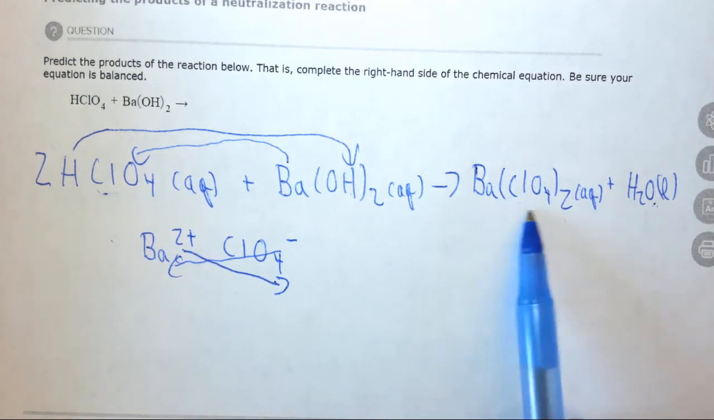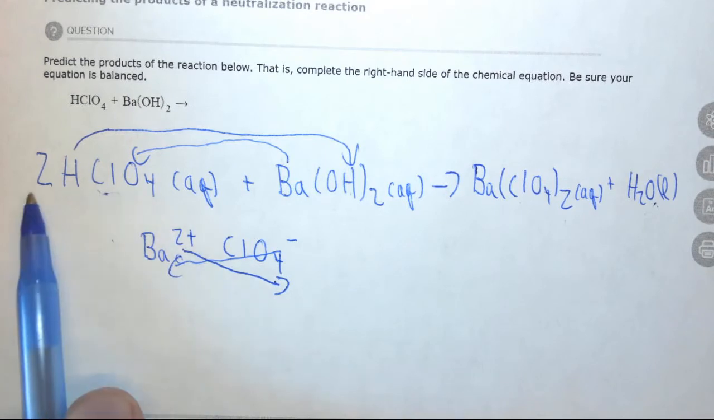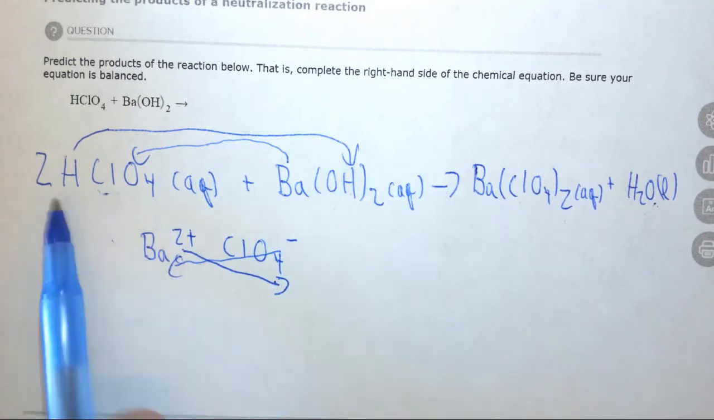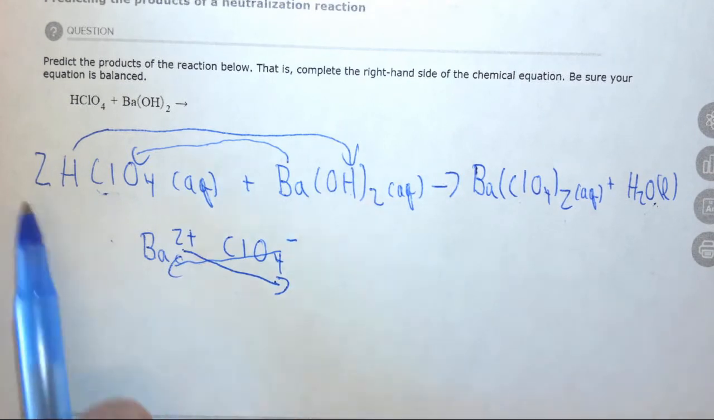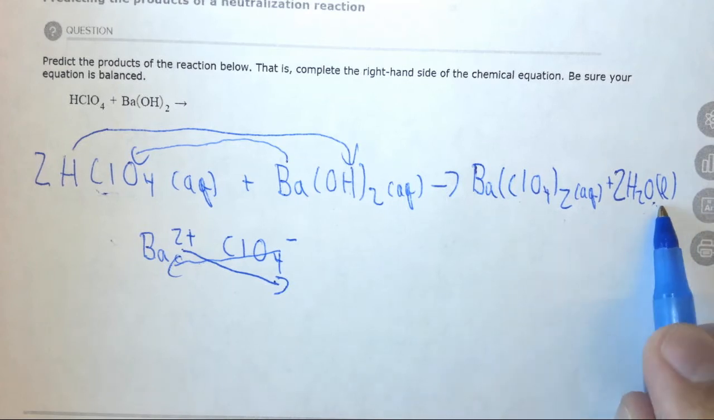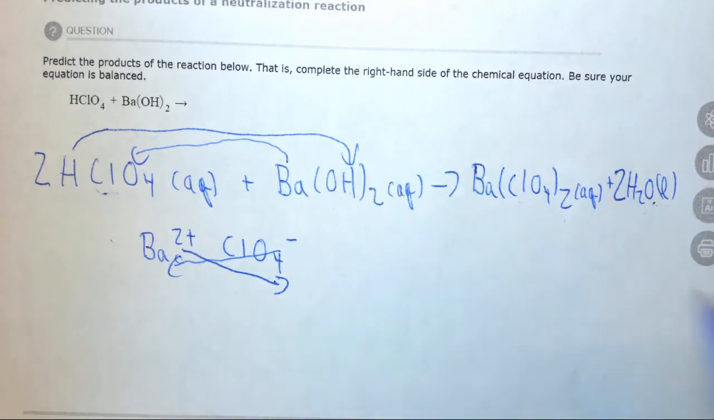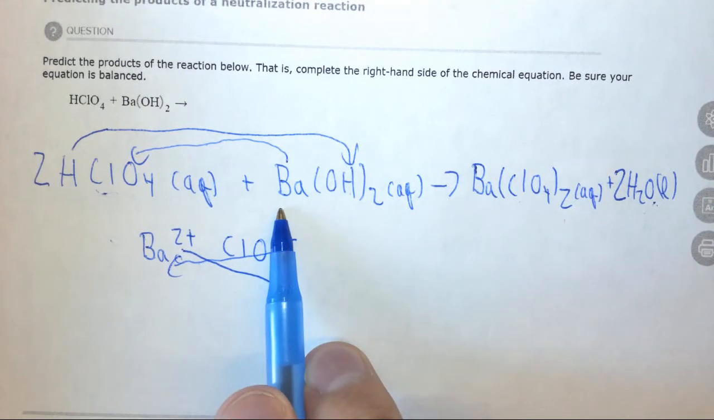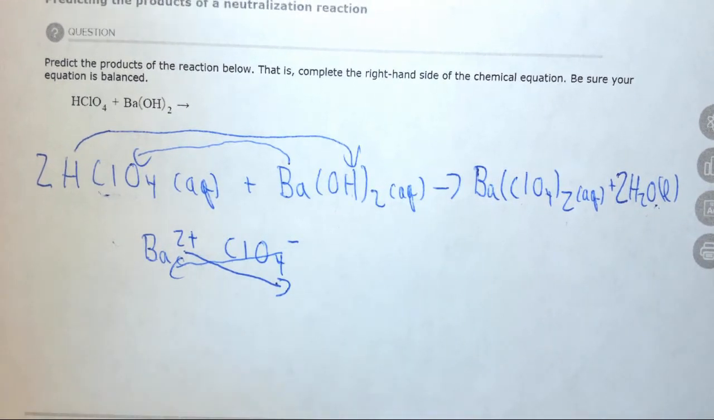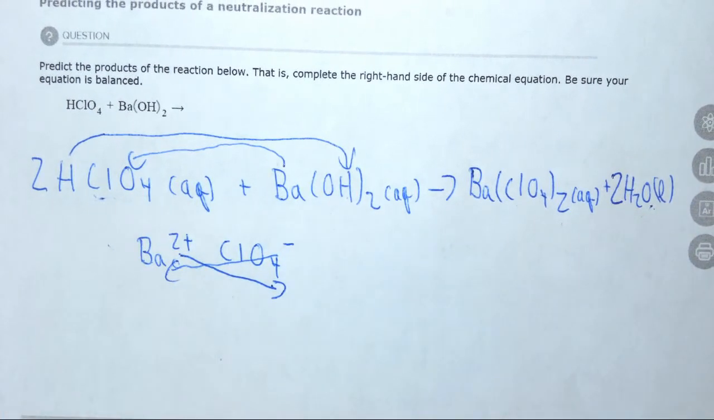So here we have 2 ClO4s. Here we need 2 ClO4s. This gives us 2 H's. We already have 2 OHs. 2 H's and 2 OHs will make 2 water molecules. Barium, 1 barium, 1 barium, so we're good to go. So this is the balanced chemical equation for the reaction between perchloric acid and barium hydroxide.